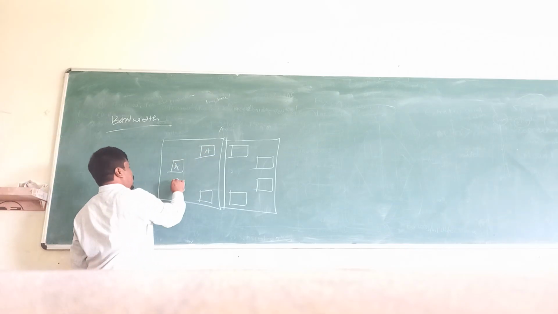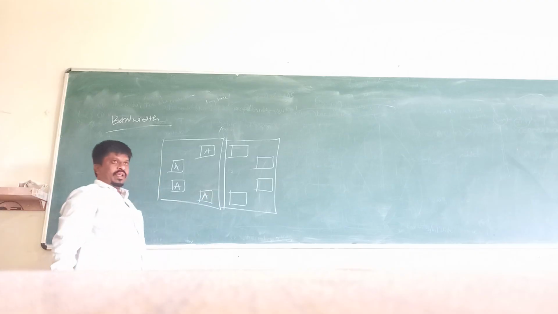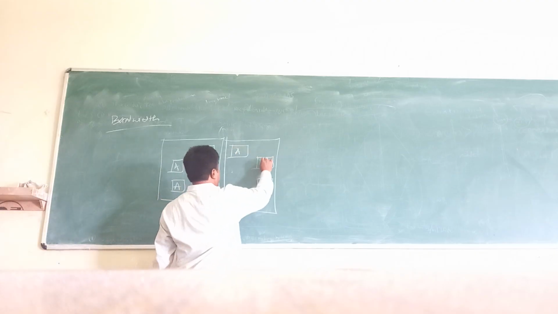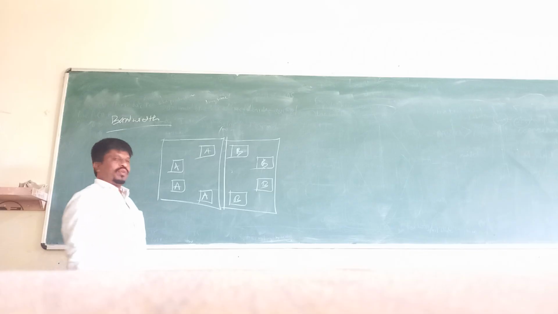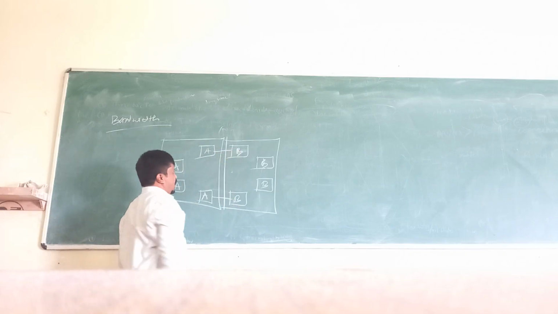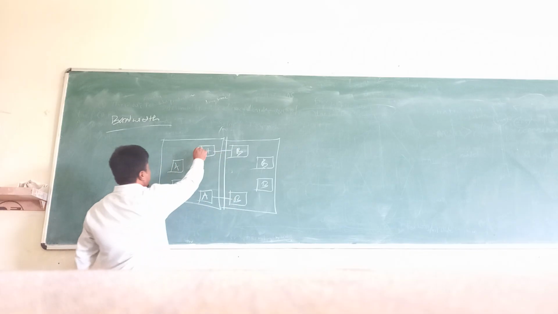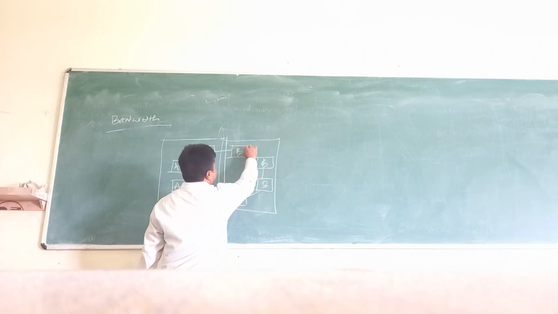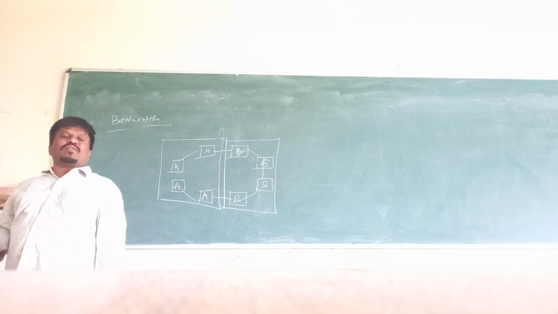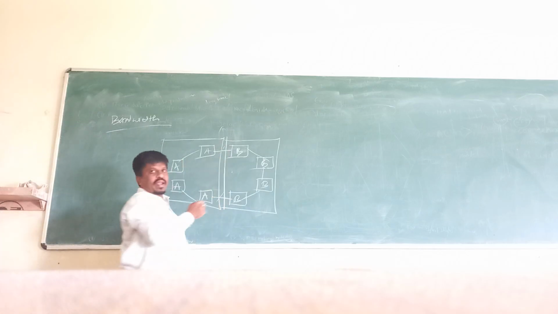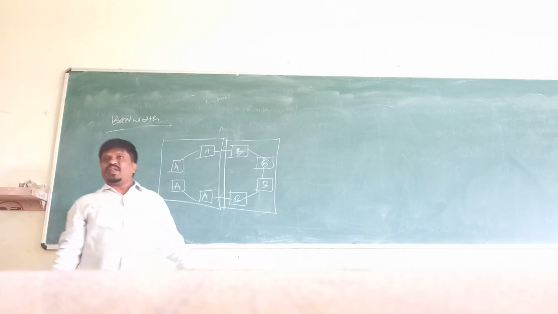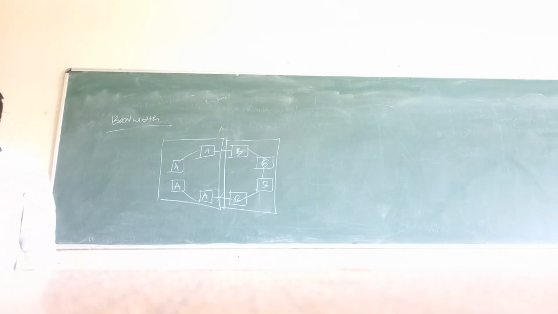This half consists only of processors named A. This half consists of processors named B. These are connected to each other with the help of two links, A to B and A to B. The halves are connected to each other with only two interconnections, one and two. These are the first half and the second half.